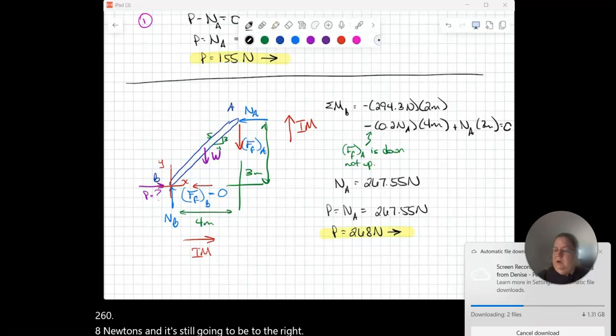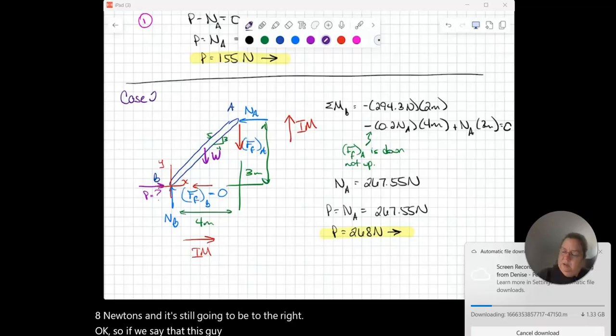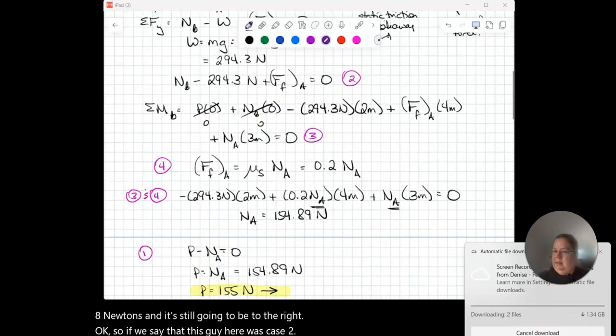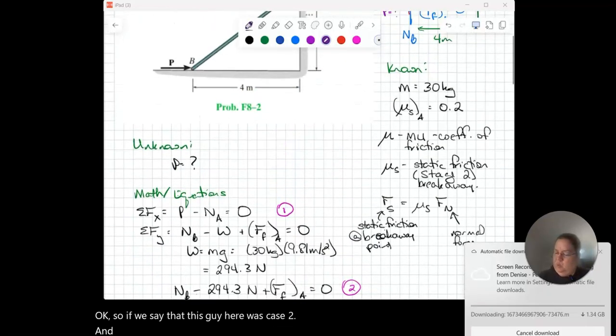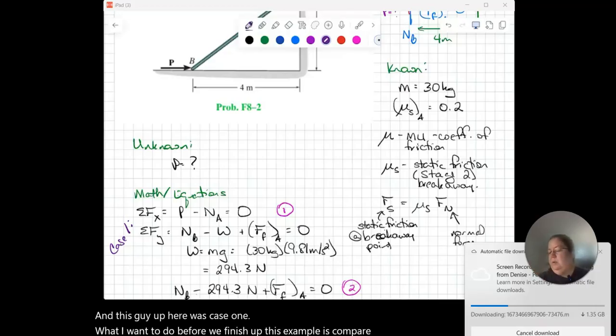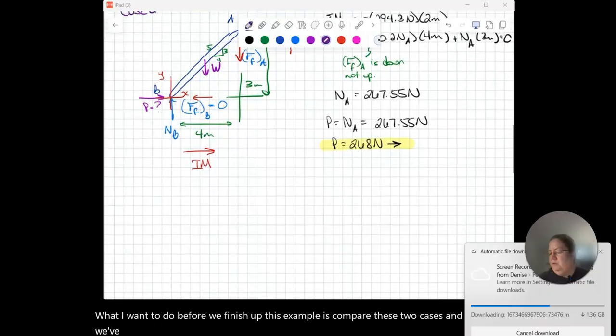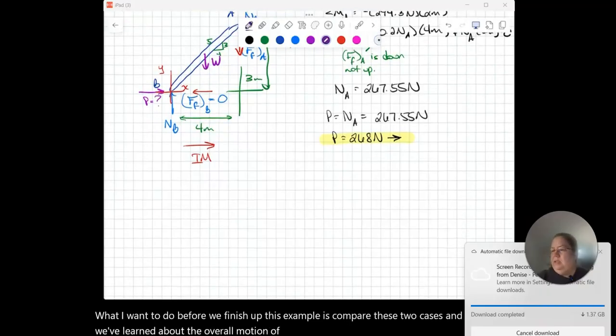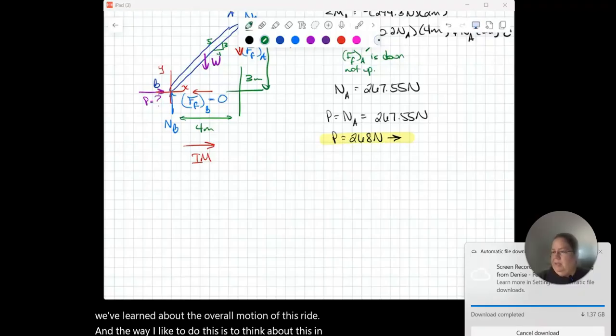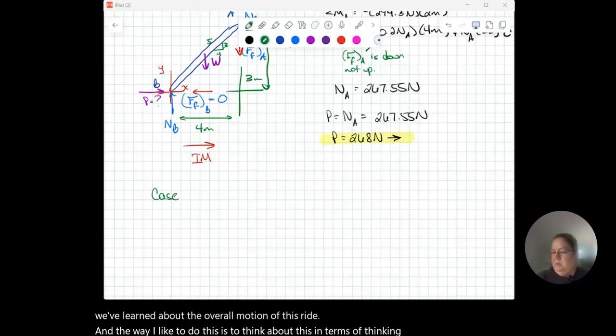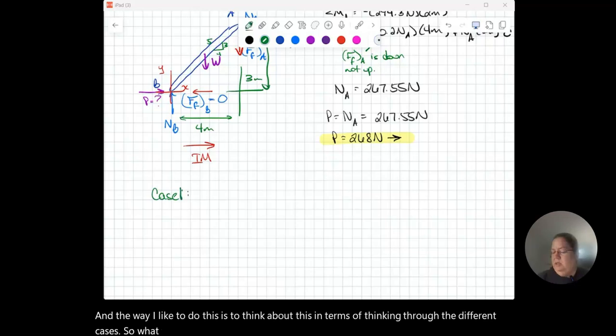Okay. So if we say that this one here was case 2, and this one up here was case 1, what I want to do before we finish up this example is compare these two cases and see what we've learned about the overall motion of this rod. The way I like to do this is to think through the different cases. So what did we learn in case 1?